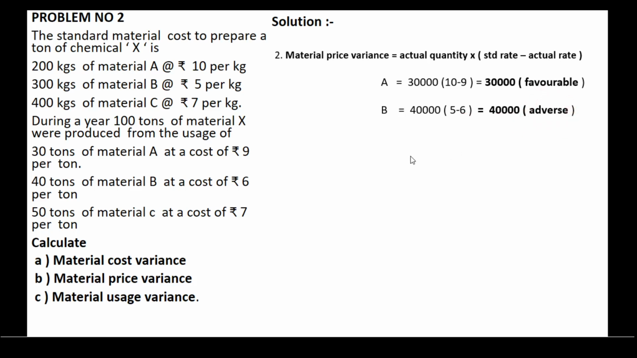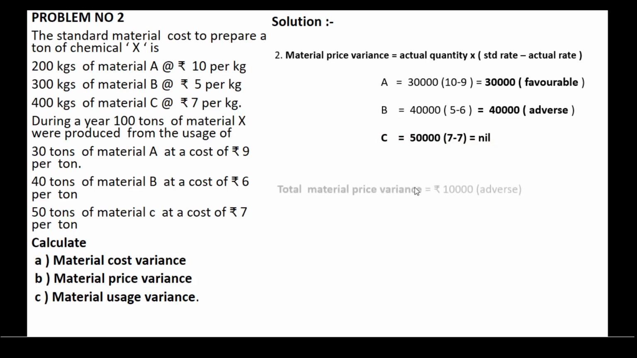And then the material price variance for the material C. Here the actual quantity is 50 tons, that is 50 into 1000, 50,000 kgs, into the standard rate of rupees 7 and the actual rate of rupees 7. So here 50,000 into 7 minus 7, there is a 0. So the material price variance of the material C is nil.